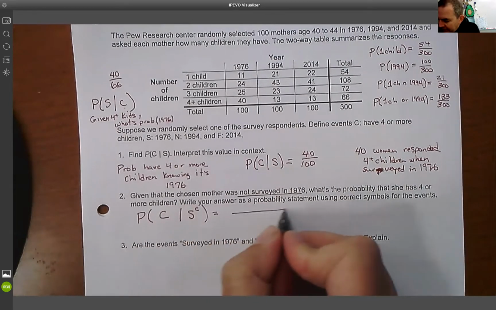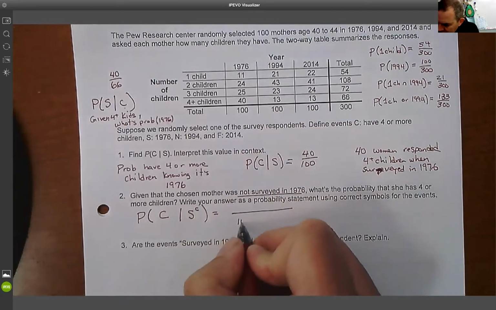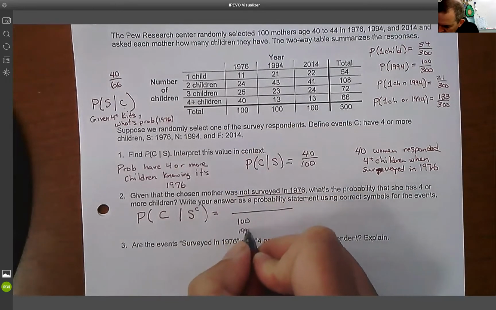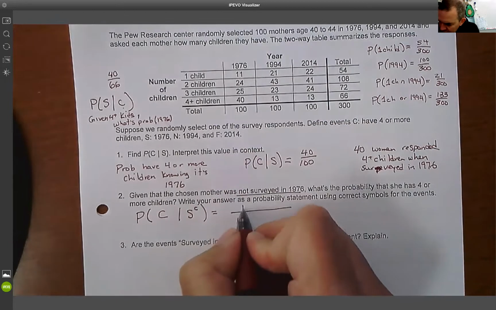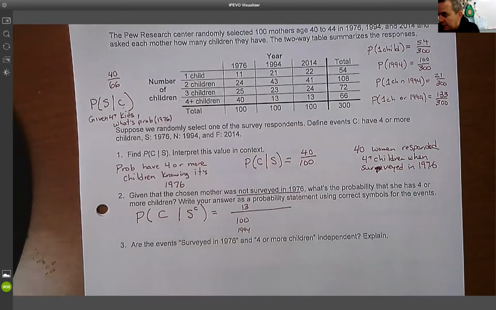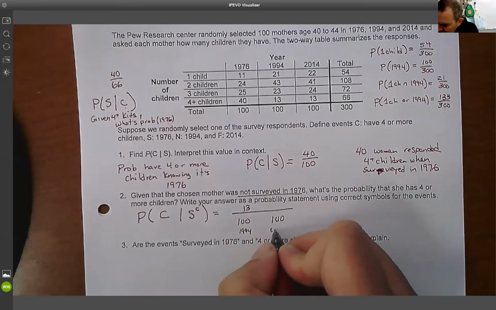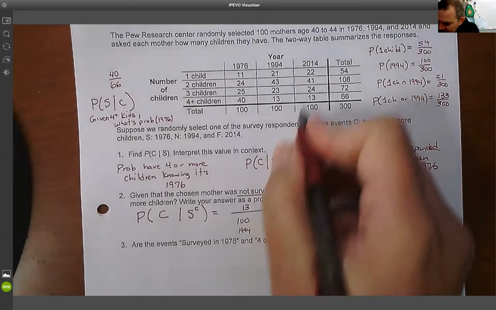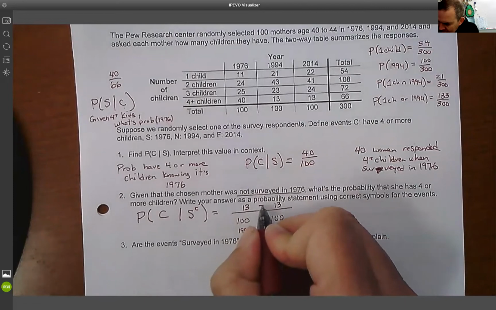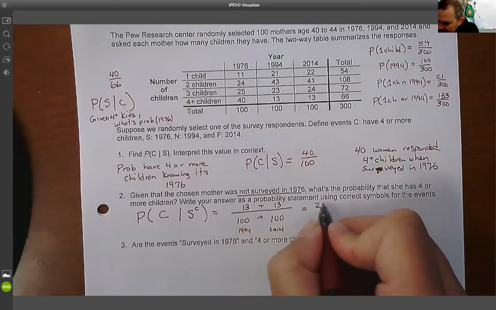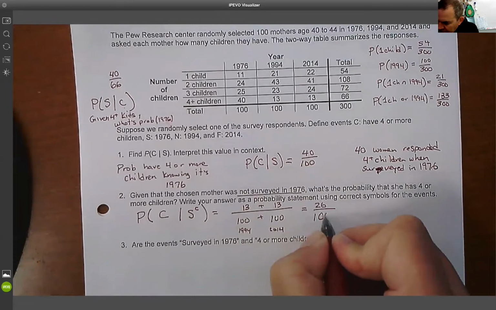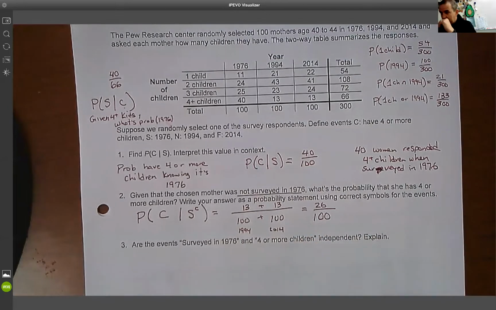And the way we figure that out is we have 100 people in 1994, 13 of which had 4+ kids. We have 100 women in 2014, 13 of them had 4+ kids. We add those together, we get 26 out of 100. So that is our probability there, and that's just another way of doing a conditional.